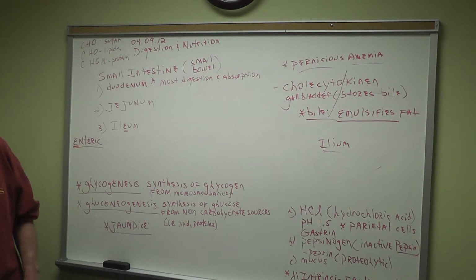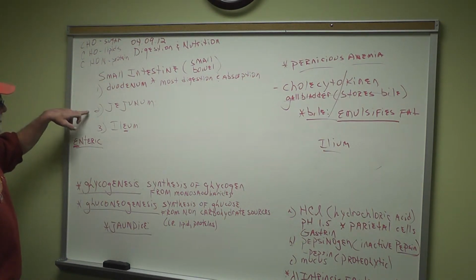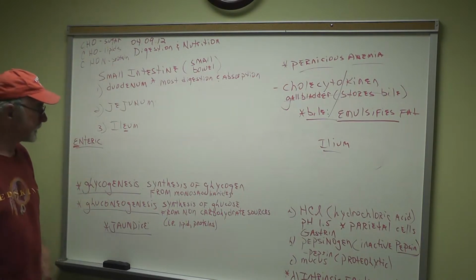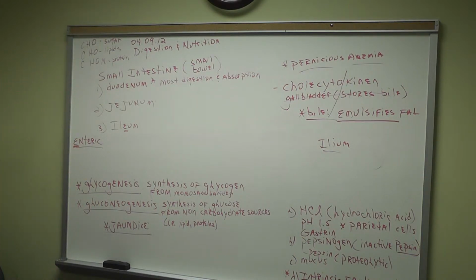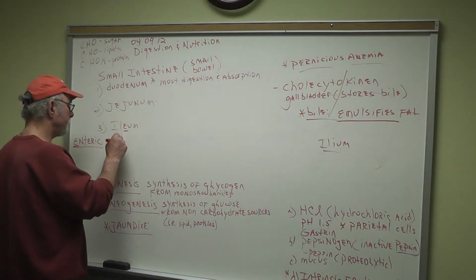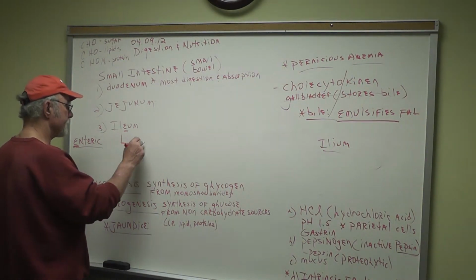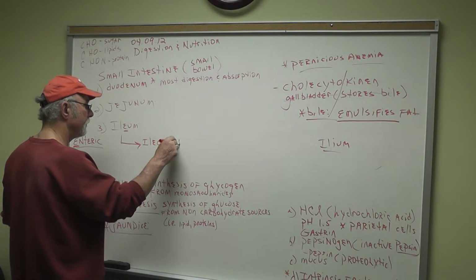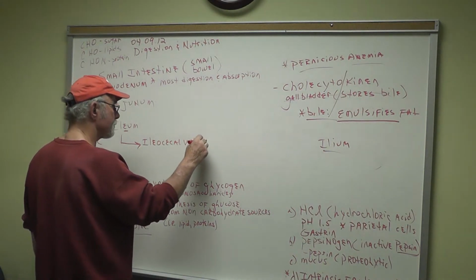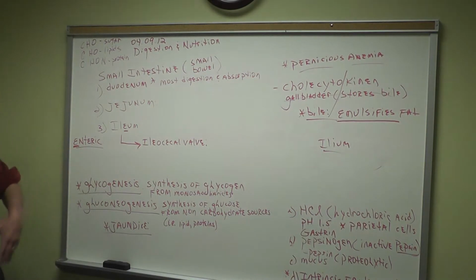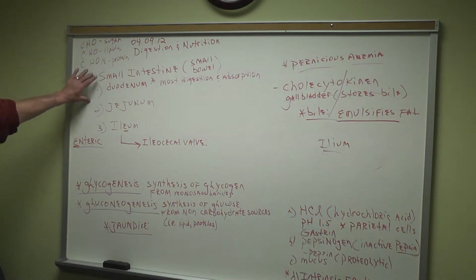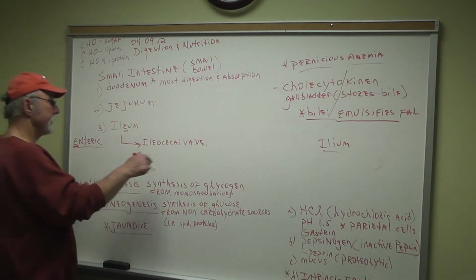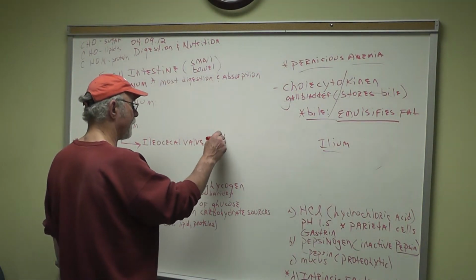Duodenum, jejunum, and ileum, and again, most digestion takes place in the duodenum. Now the ileum will connect. You have this valve called the ileocecal valve, and this is what controls the entry of material, at this point mostly undigested material, that which we have not digested and absorbed in the small intestine, through the ileocecal valve into the large intestine.